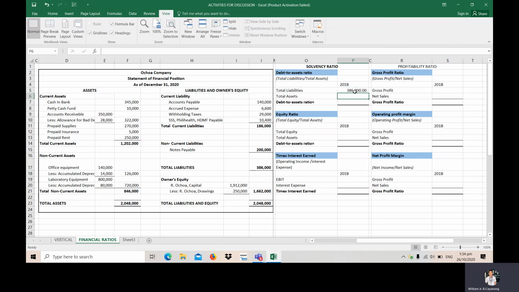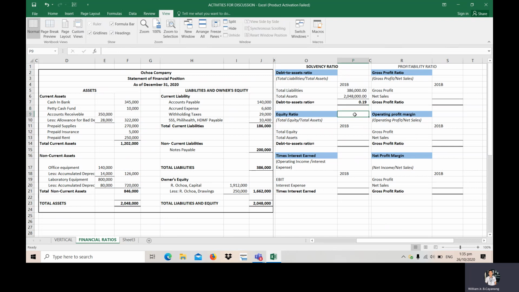386,000. Then our total assets is 2,048,000. Therefore, we will measure what percentage our liabilities are over our total assets. Divide over the 2 million plus. There you have it. It's 0.19 or 19% will be our liabilities over our total assets.